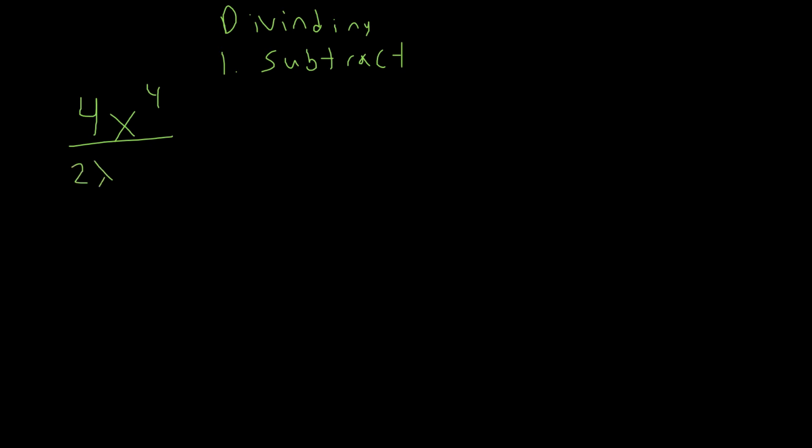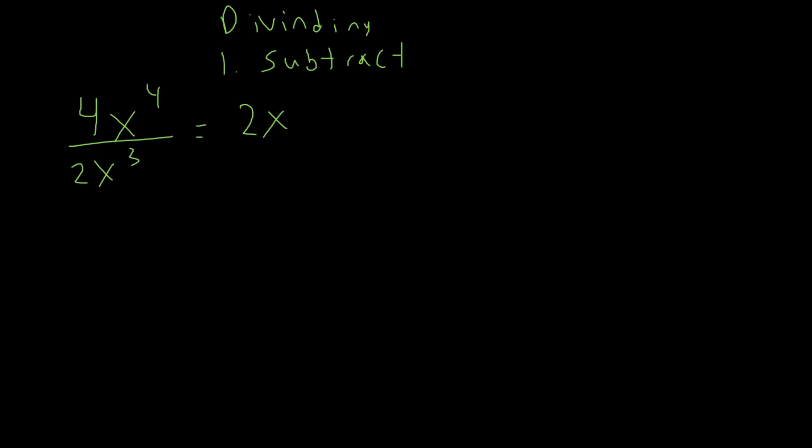The last one we're going to go over is dividing. So when you're dividing exponents, the rule is you're going to subtract them. So let's look at it in an example. So let's say we have 4x to the fourth divided by 2x to the third. 4 divided by 2 is 2. And then 4 minus 3 is going to be 1. So the answer would be 2x.